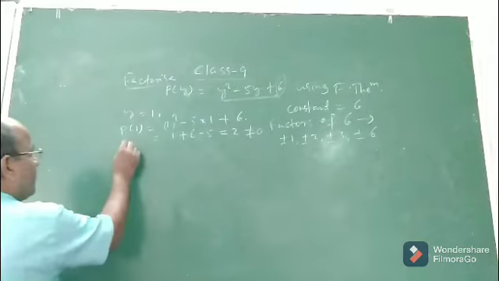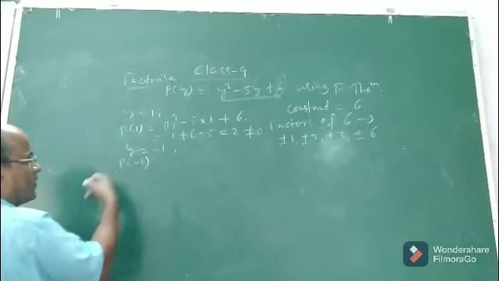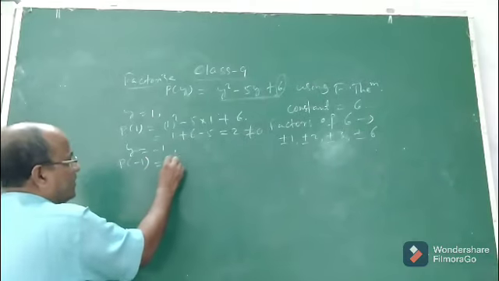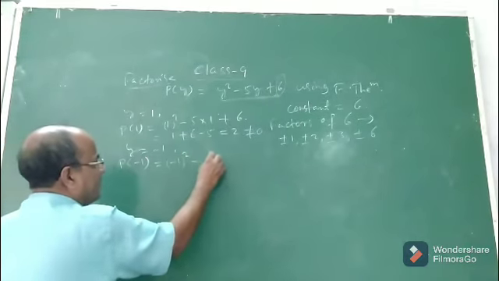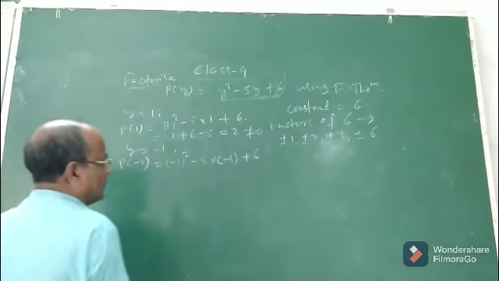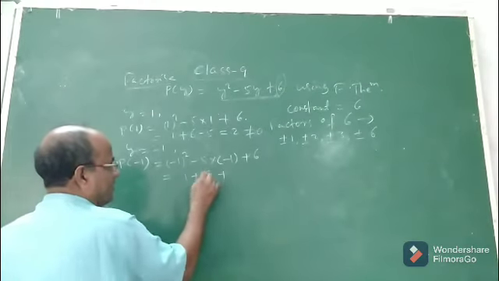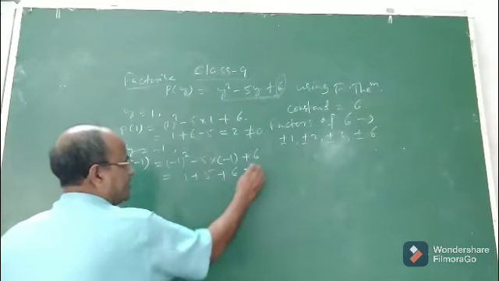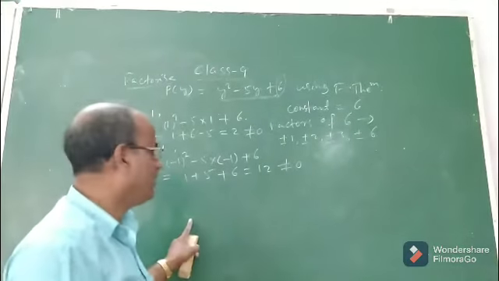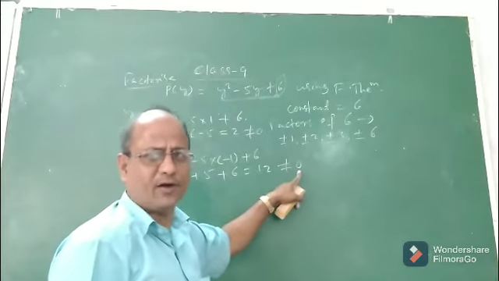So take y equal to minus 1. For y equal to minus 1, find out p of minus 1. That means what is the value of this polynomial for y equal to minus 1? It is minus 1 square minus 5 into minus 1 plus 6. So this will be 1 plus 5 plus 6, which is 12, and again it is not equal to 0. Like this you have to test and find where the value of the polynomial is coming 0. Then only we can apply factor theorem, otherwise we cannot apply.